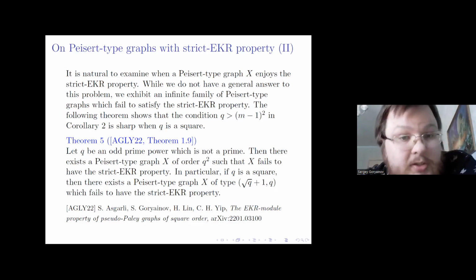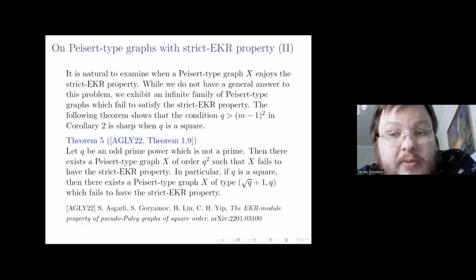Let Q be an odd prime power, which is not a prime. Then there exists a Peisert-type graph X of order Q squared, such that X fails to have the strict EKR property. In particular, if Q is a square, then there exists a Peisert-type graph X of type (square root of Q + 1), Q, which fails to have the strict EKR property.